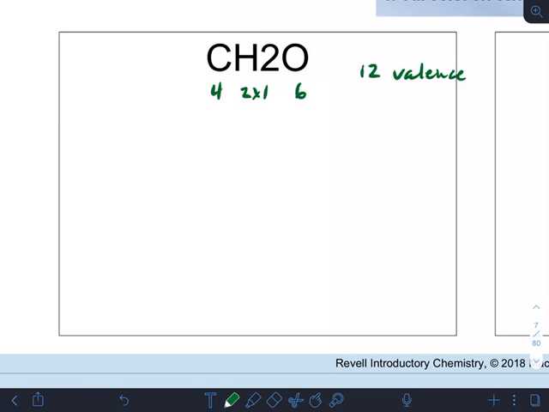Now, the rule says that the atom that goes in the middle is the one that is either farther left or farther down, or both, out of the group, excluding hydrogen. Hydrogen's never playing by the rules. So between carbon or oxygen, carbon is farther to the left on the periodic table. So I'm going to put carbon in the middle, and I'm going to draw a symmetrical molecule, or as symmetrical as I can get.